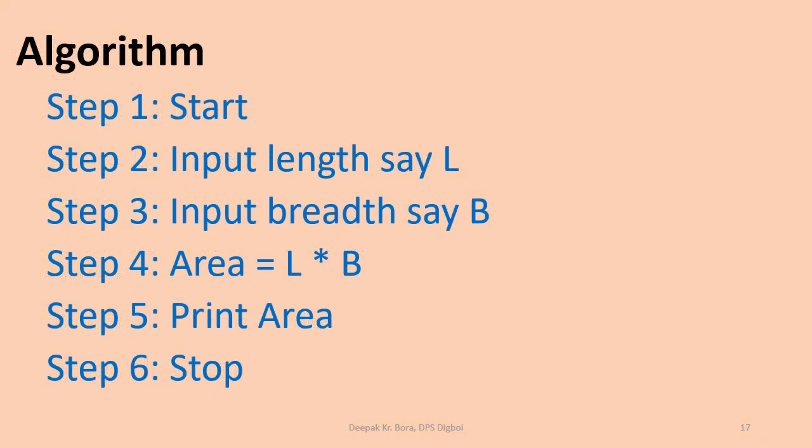So the algorithm to find the area of a rectangle goes like this. Step 1. Start. Step 2. Input length, say L. Step 3. Input breadth, say B. Step 4. Area is equal to L into B. Step 5. Print area. Step 6. Stop.